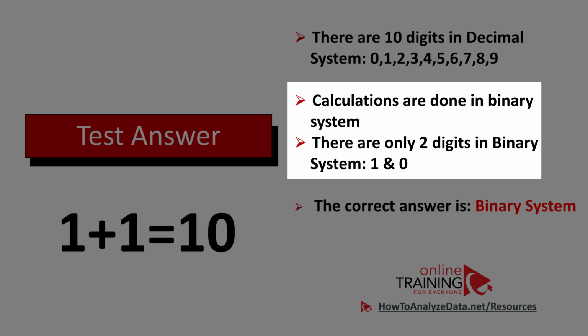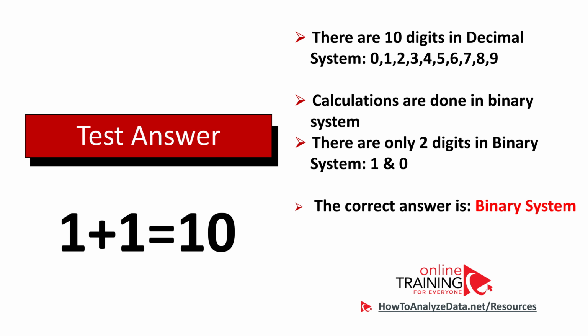So what happens when you do a calculation in the binary system and you add 1 plus 1? What looks like 10 in the binary system is 2 in the decimal system. So the correct answer is that this calculation is possible because of the binary system.